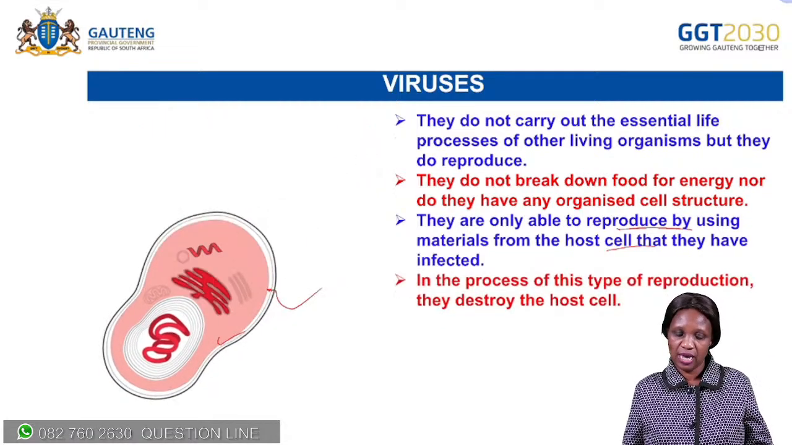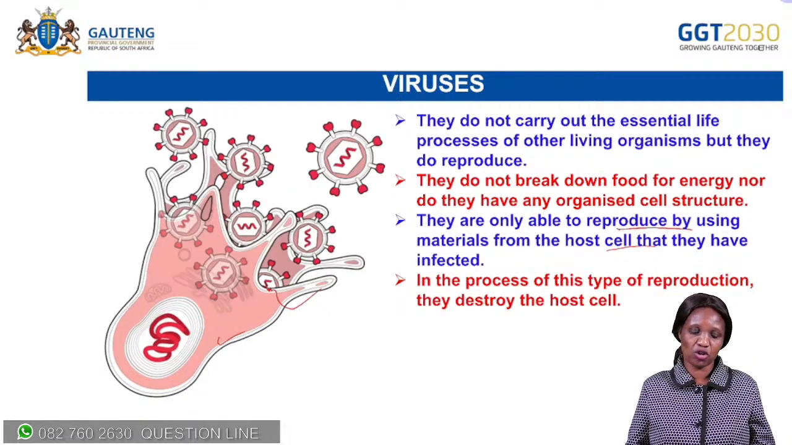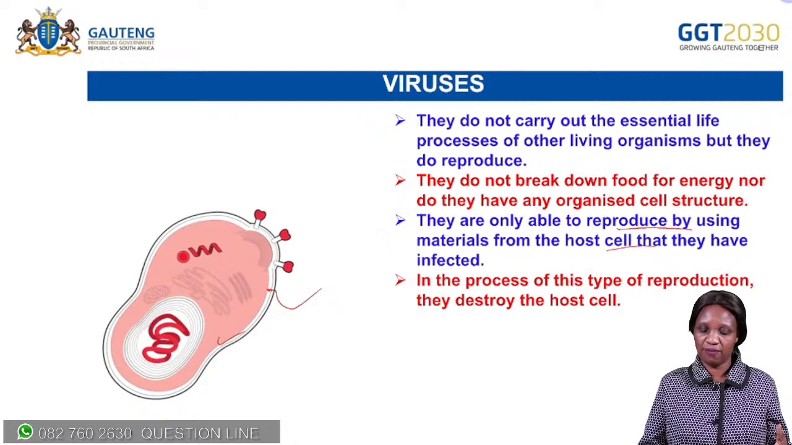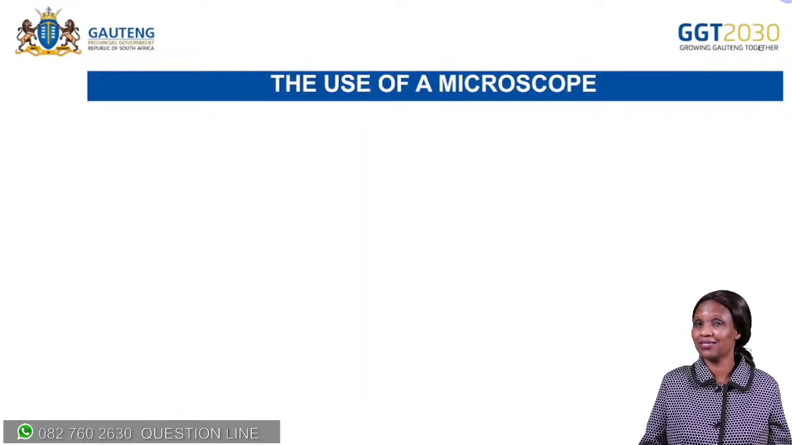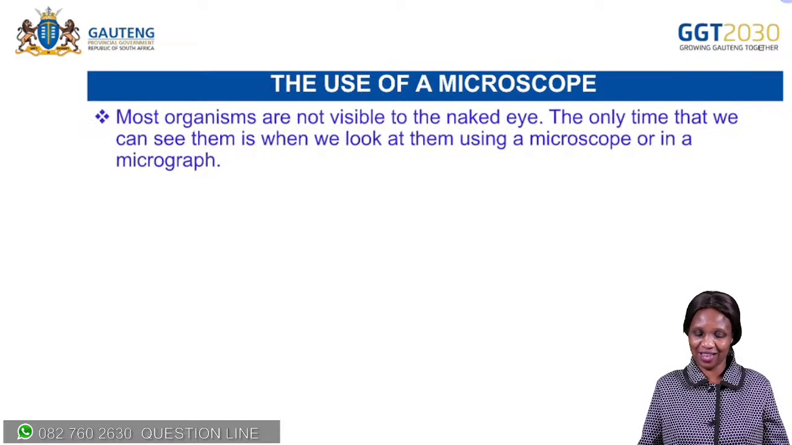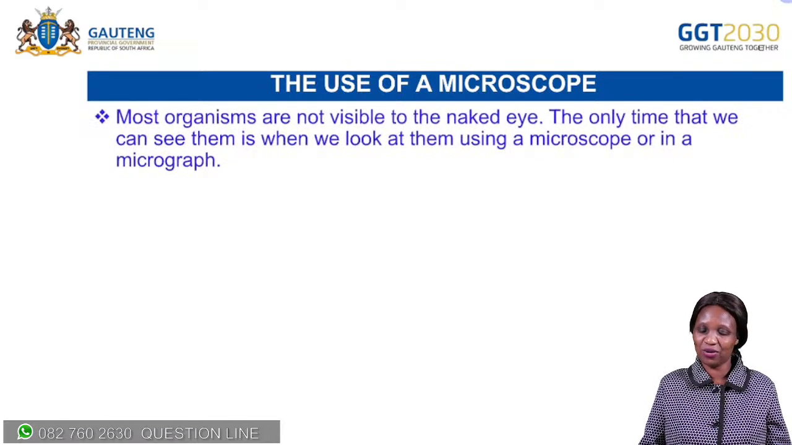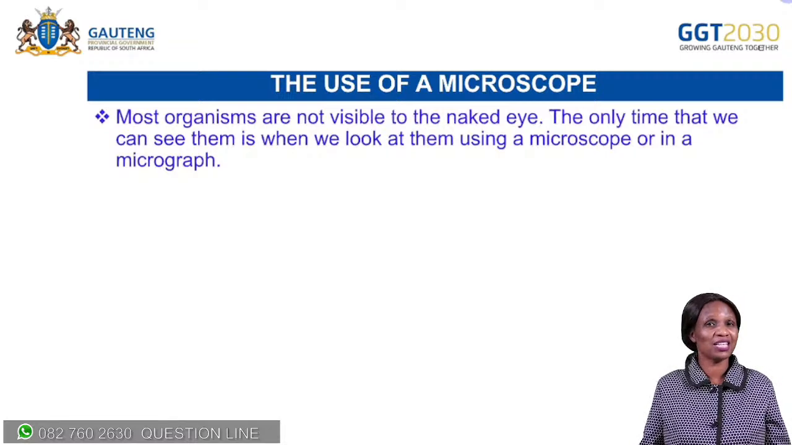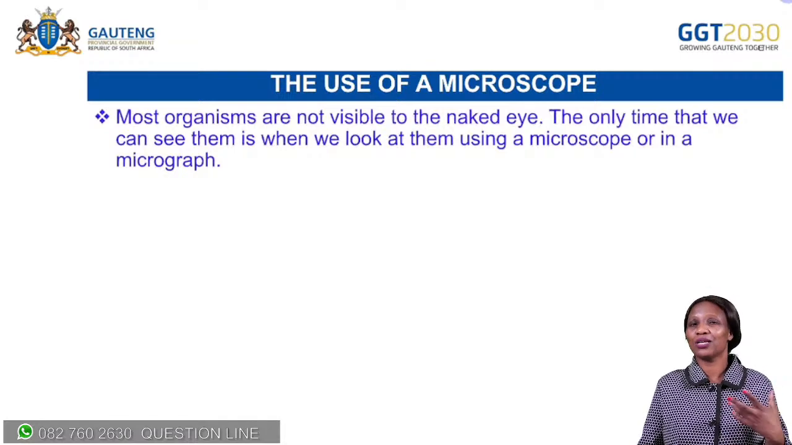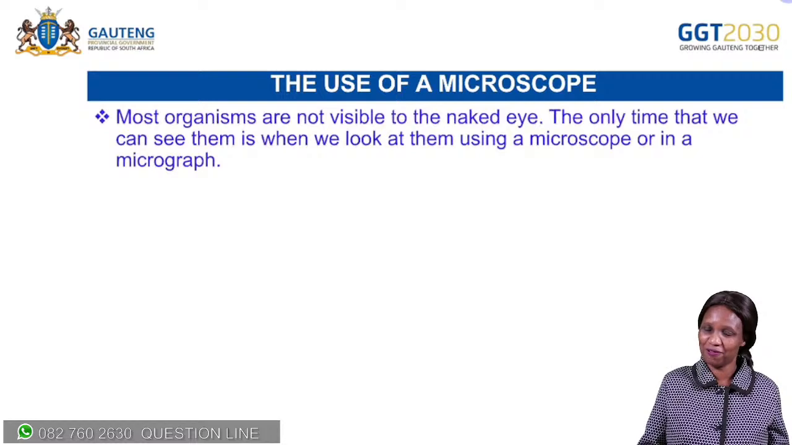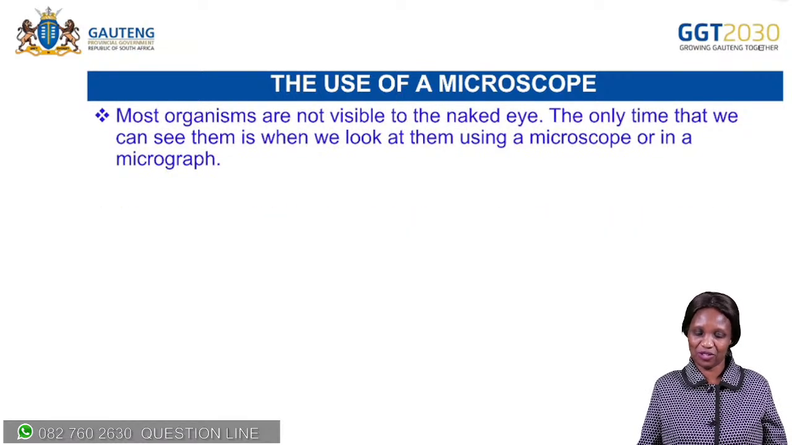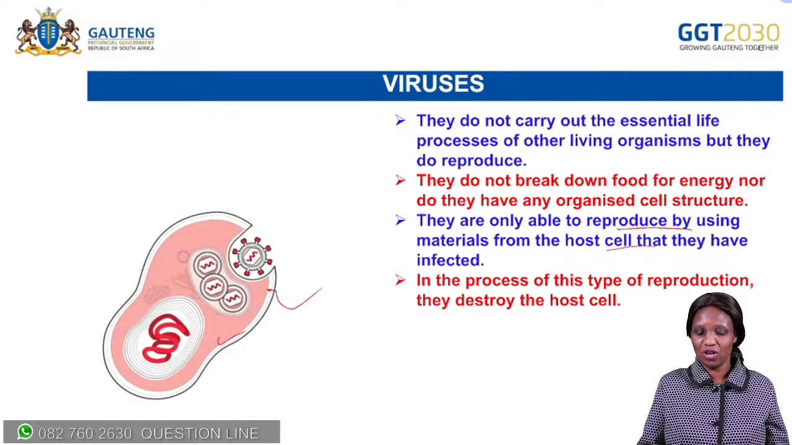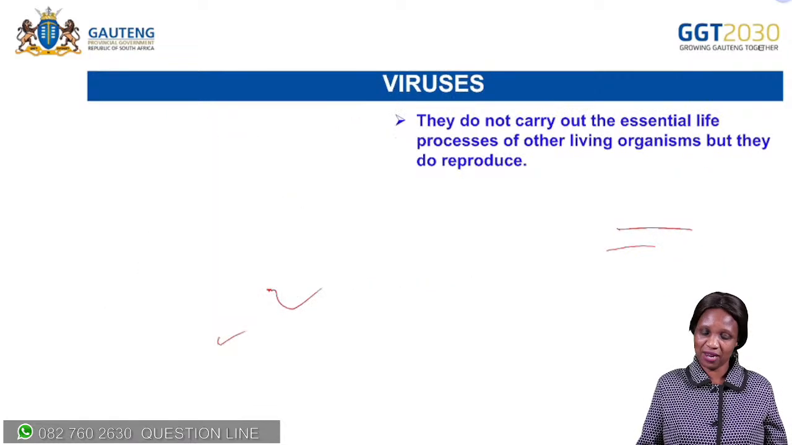All right. And then look at the type of reproduction. It multiplies, okay? And then as it multiplies, it destroys the healthy cell. And then most organisms are not visible to the naked eye. We have said they're not visible to the naked eye, but they are what? They are very tiny, they are microscopic. We can only see them under a microscope. At times we make a what? A micrograph in order to see them. Okay. And then let's look at our summary.